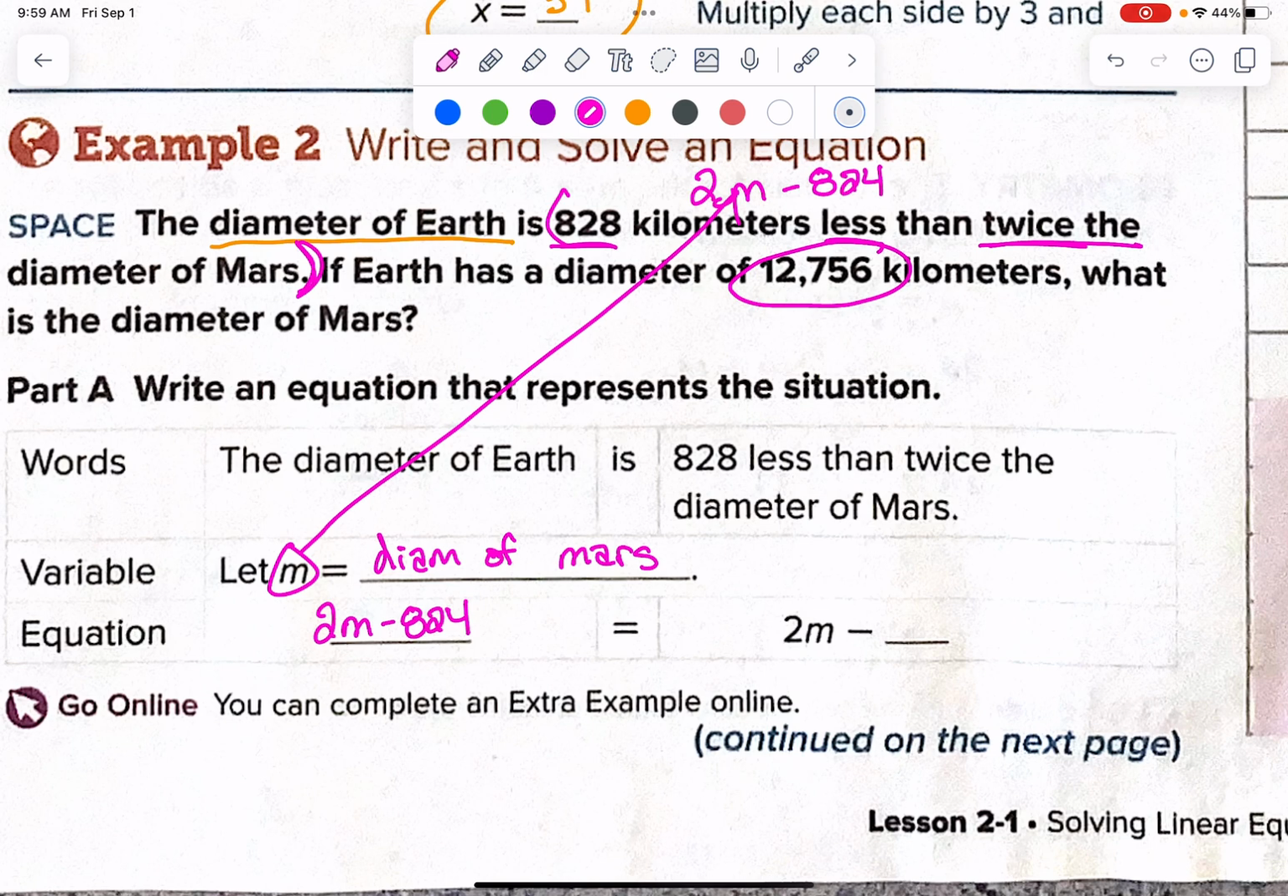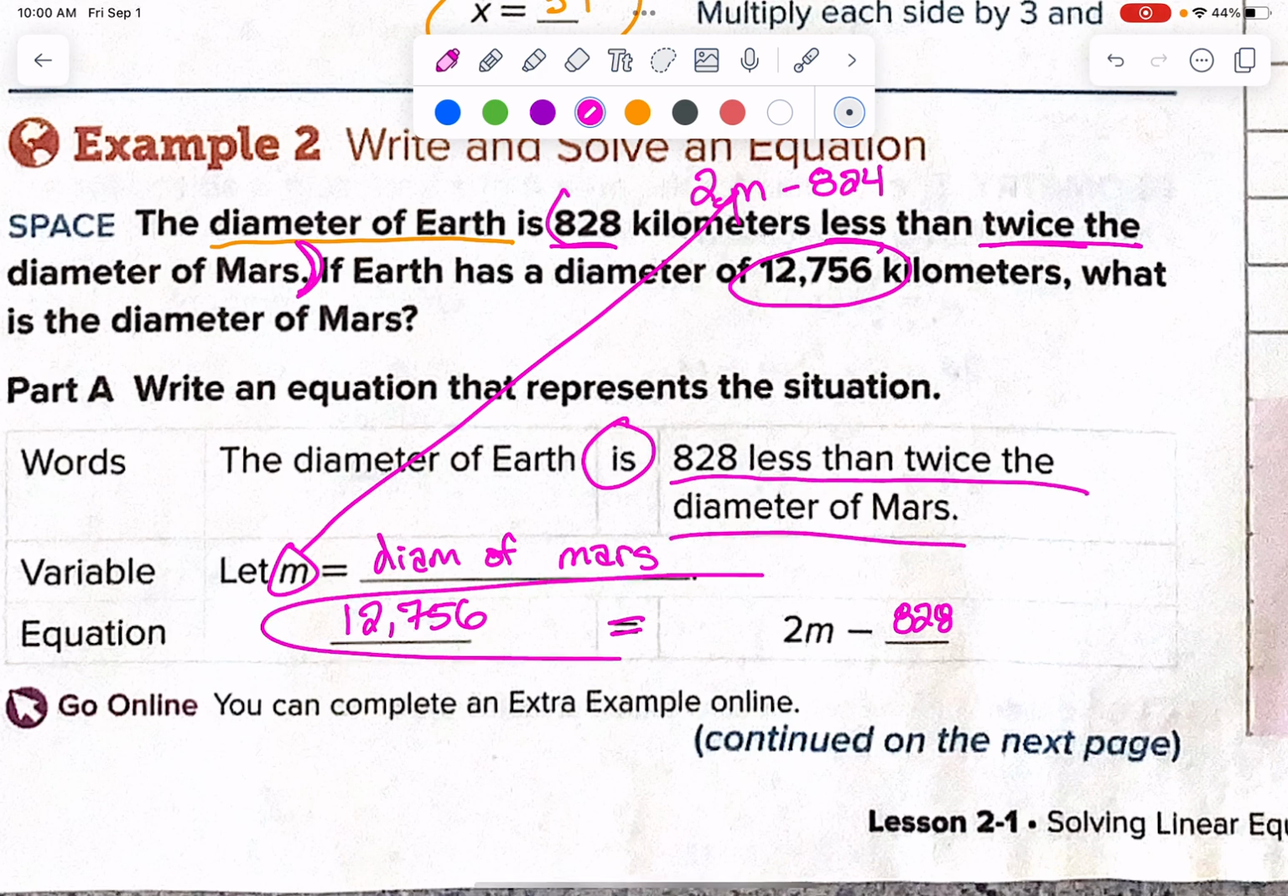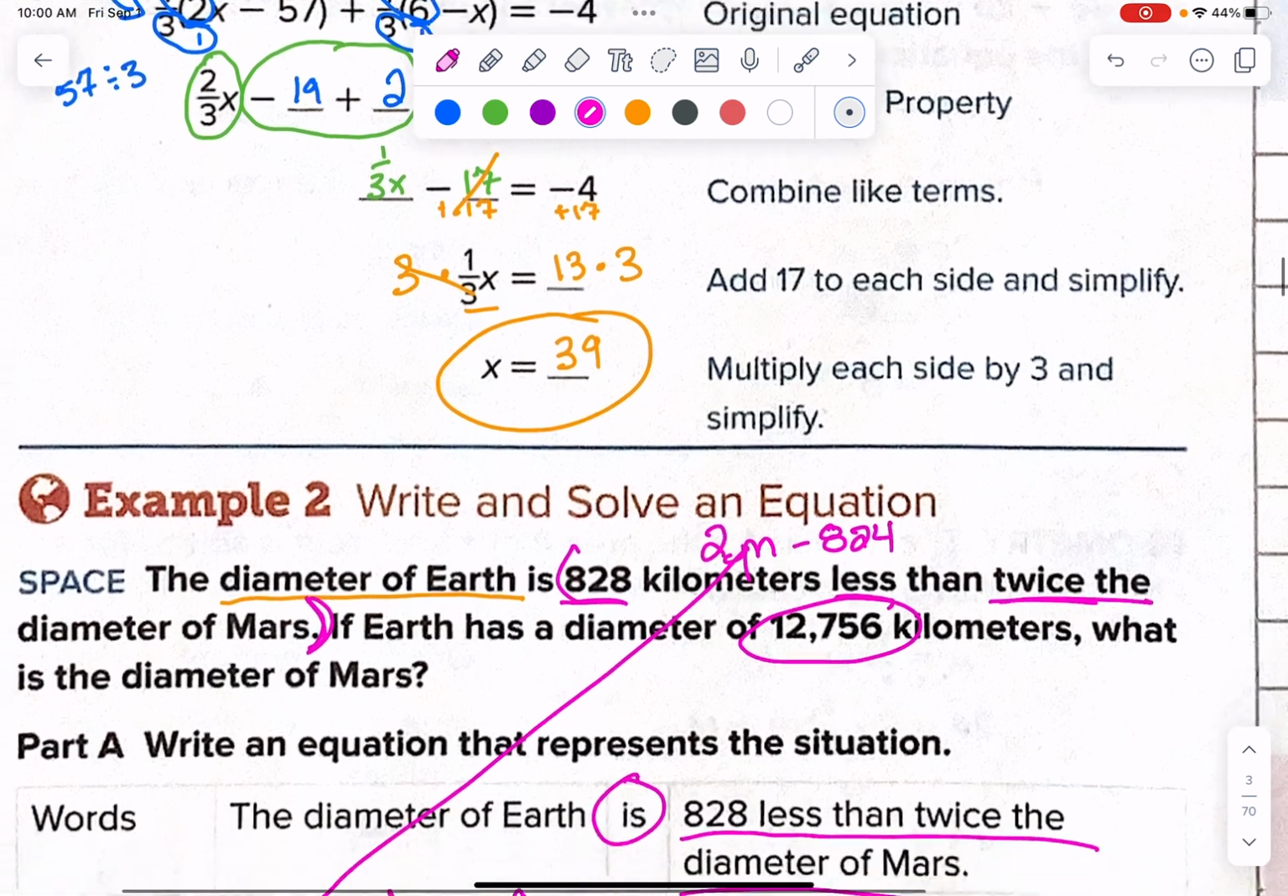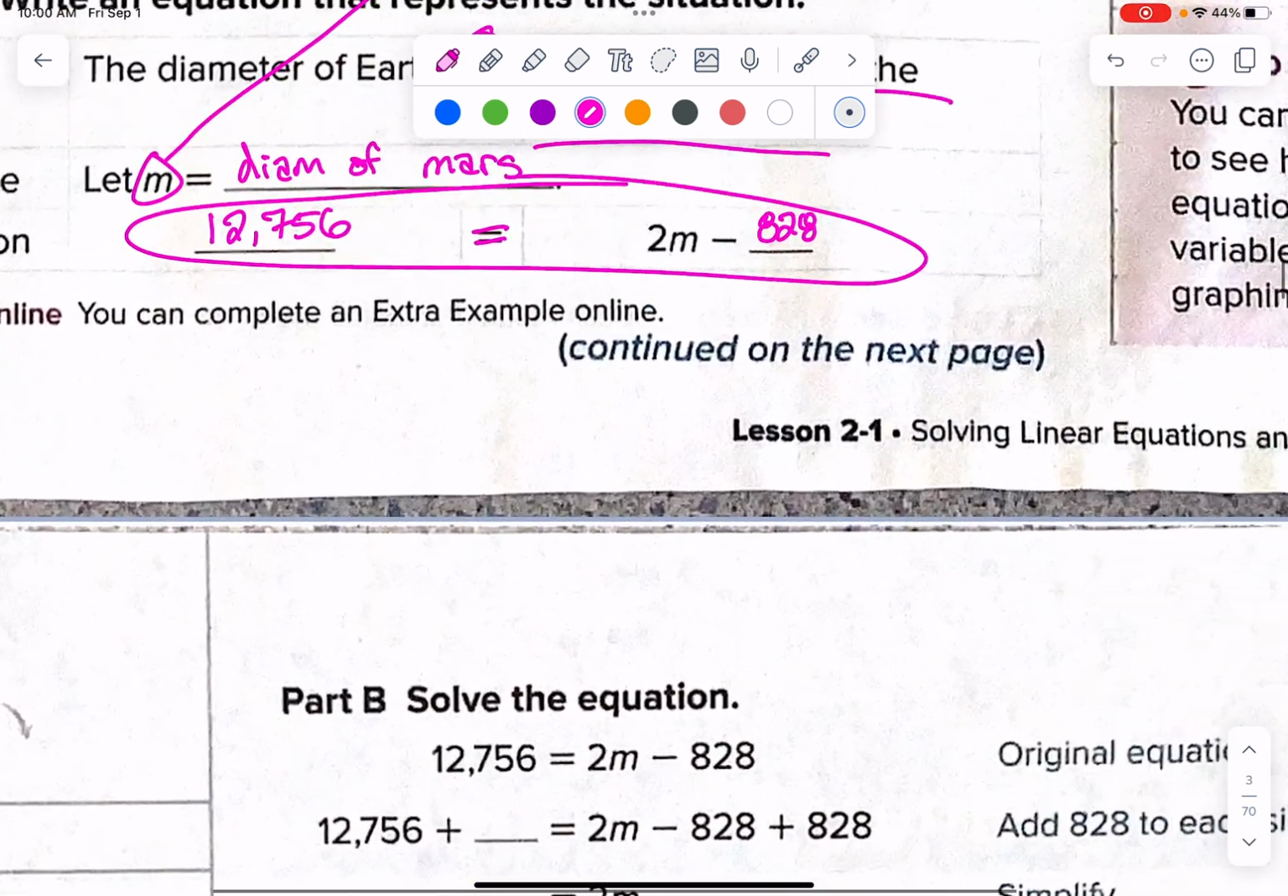So, oh, wait a second, I put that in the wrong spot. Erase, sorry. 12,756 is equal to, that's the is part, and then 2m minus 828. Okay, that's the 828 less than twice the diameter of Mars. Okay, so now all we're doing is we're solving this thing right here, and that's not as bad. In fact, that's a lot easier to solve than what the fractioning thing was up above that we just did, okay? So I'm going to go on to the next page.